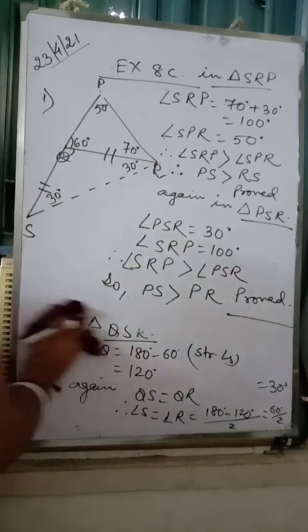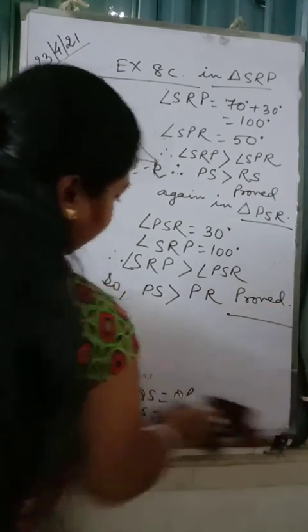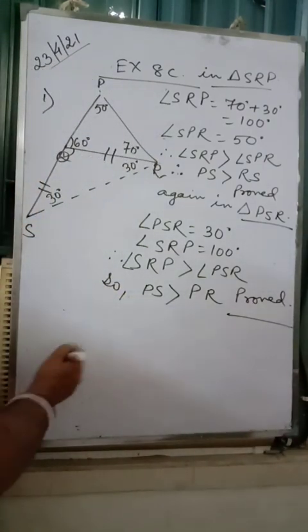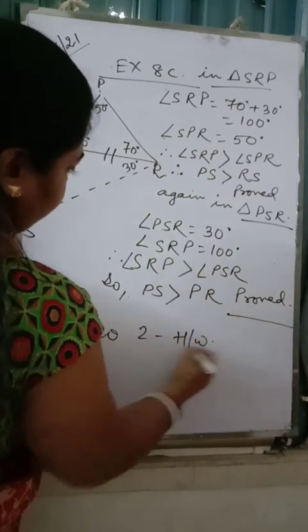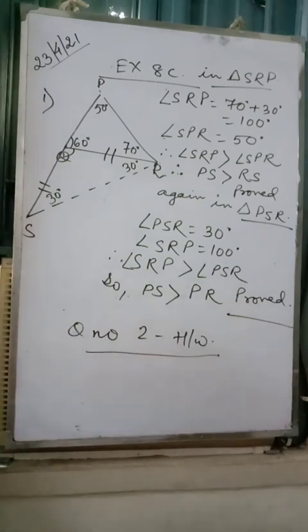Number 2 is homework. Number 3 onwards, I will be sending you the PDF. Question number 2 is homework. Number 3, I will send you the PDF so you can write it in your copy. For today, you leave it up to you.